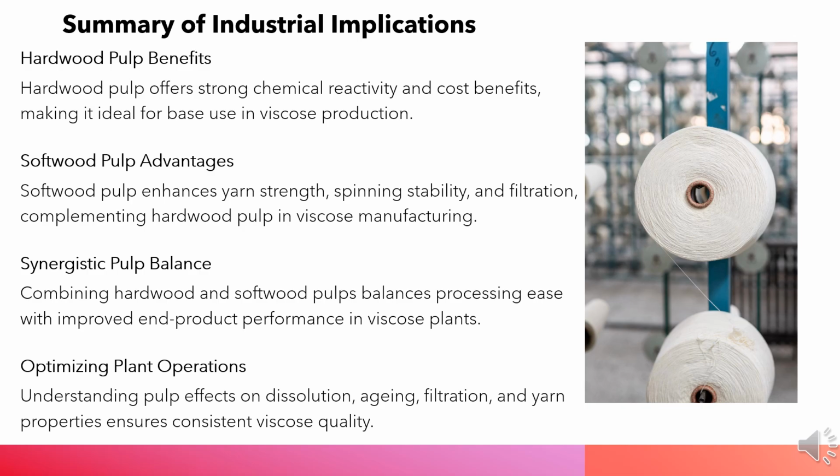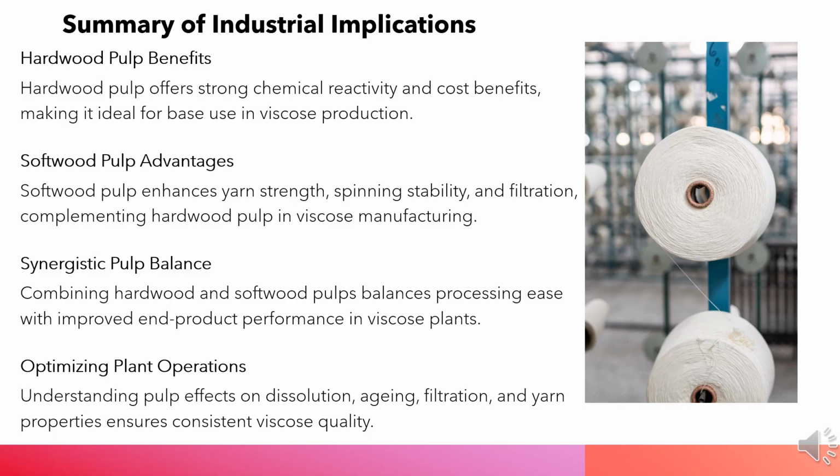A well-structured pulp selection strategy is essential for stable viscose plant performance. Hardwood pulp offers excellent chemical reactivity, accessibility, swelling behavior, and cost benefits, making it ideal for base usage in viscose production. Softwood pulp complements hardwood by providing mechanical advantages such as higher yarn strength, improved spinning stability, and better filtration behavior. Together, the two pulps create a synergistic balance between processing ease and end product performance.